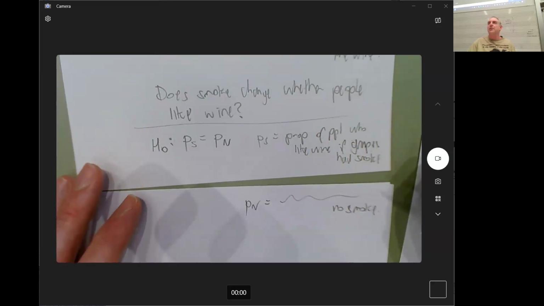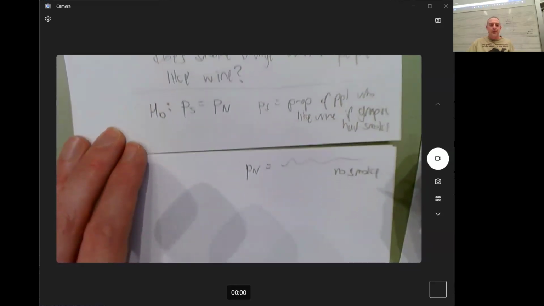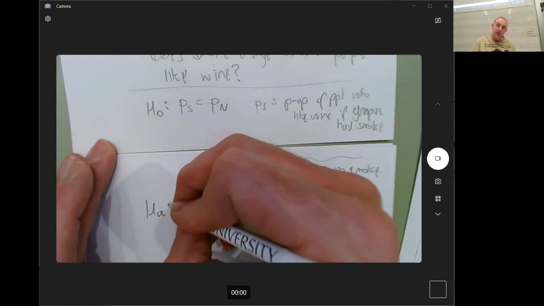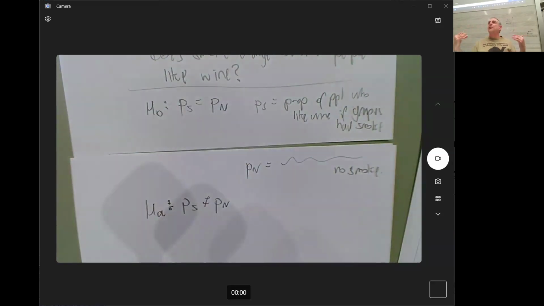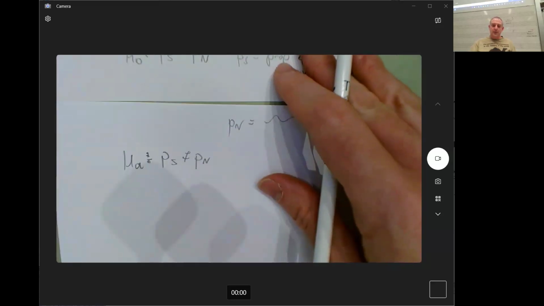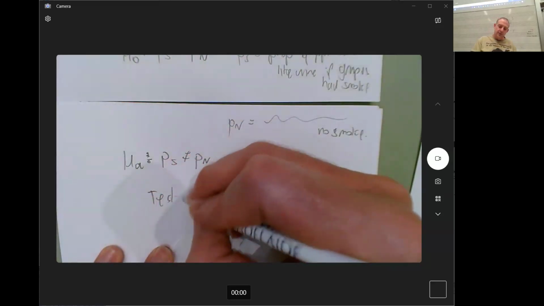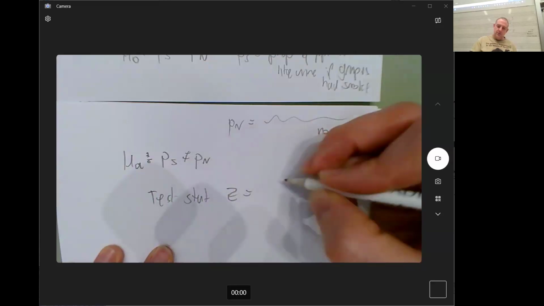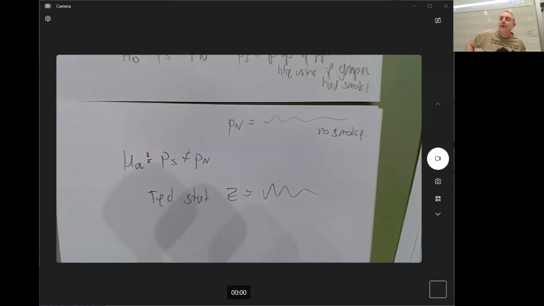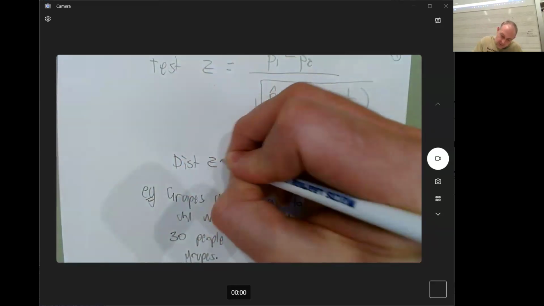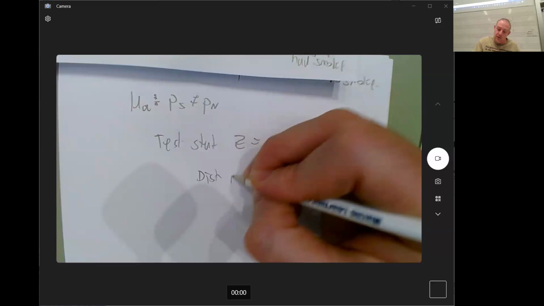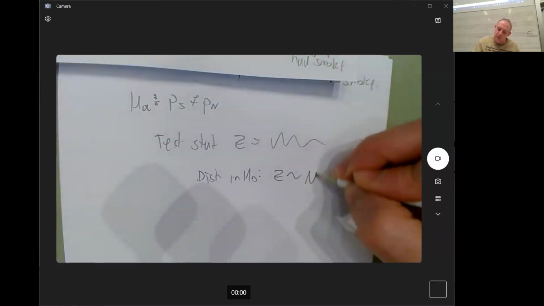If you're writing an exam, you would literally have to write both sentences. And then the alternative would be that PS is not PN. I don't like calling them 1 and 2 if they have names. So the test statistic is Z equals, we know what that is. I'm not going to write that down again. But the distribution in the H0 situation is that Z is normal 0, 1.